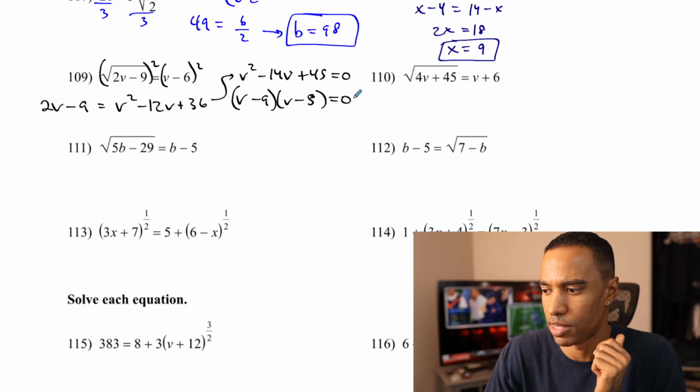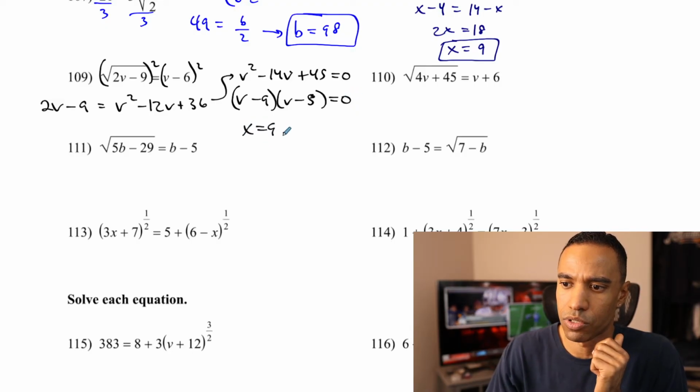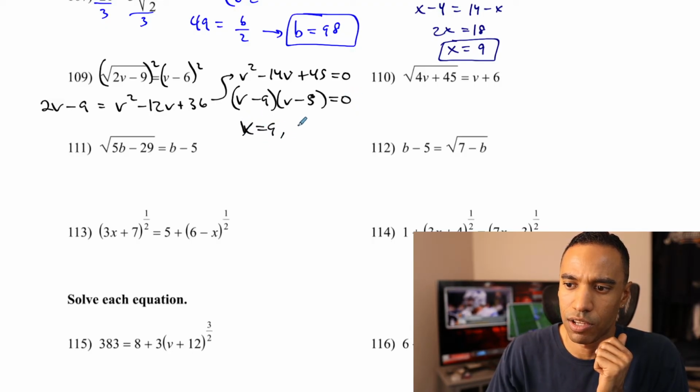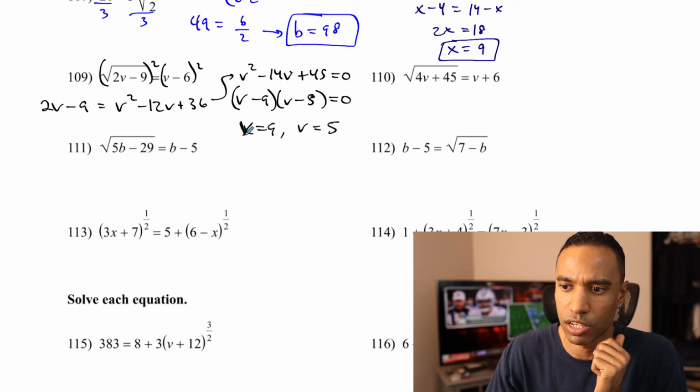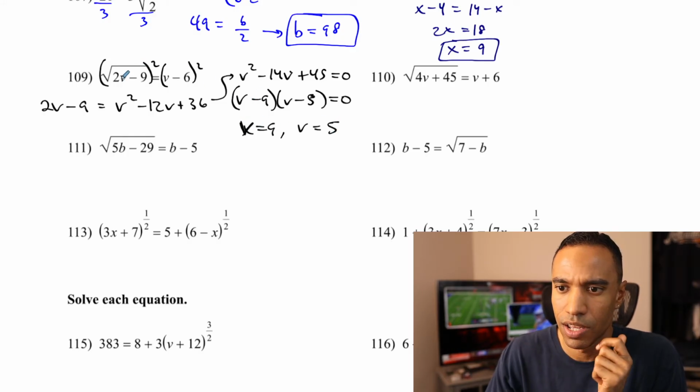That's a 5. Sorry about that. And that's v equals 9. Oh, not x. v equals 9. v equals 5. Let's check for extraneous solutions here.